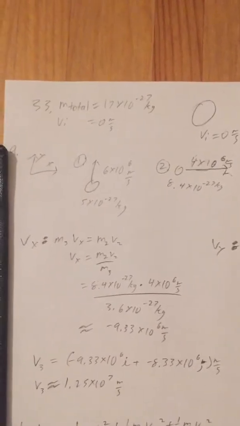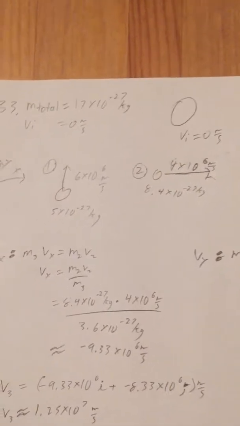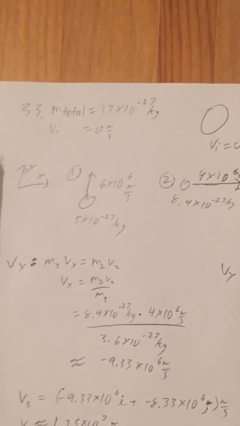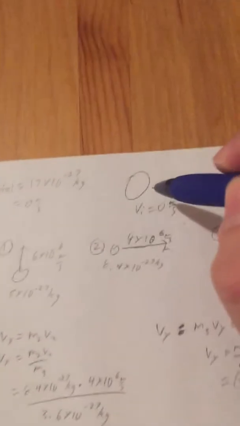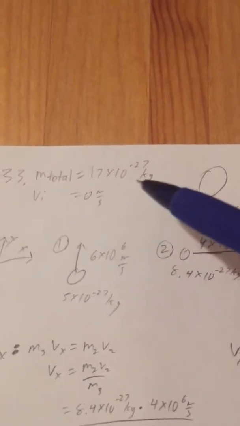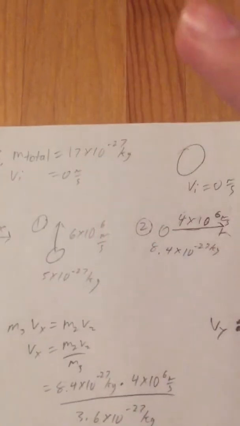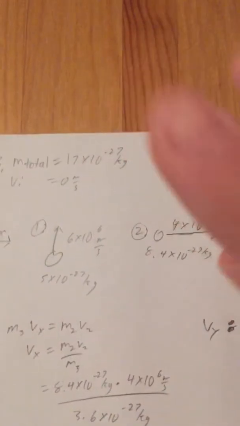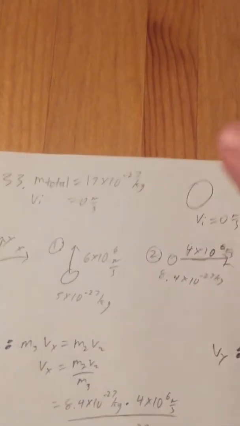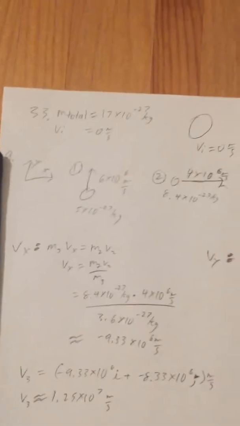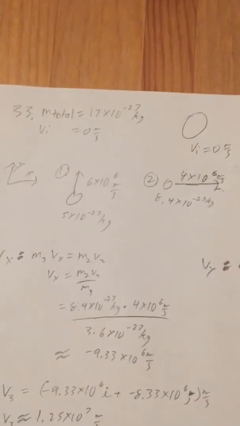Hey, okay, today I'm explaining number 33 from the chapter 9 problem set. So the problem states that a particle of mass 17 times 10 to the negative 27 kilograms bursts or blasts into three different particles of different masses, each with different velocities. So the first two are stated.